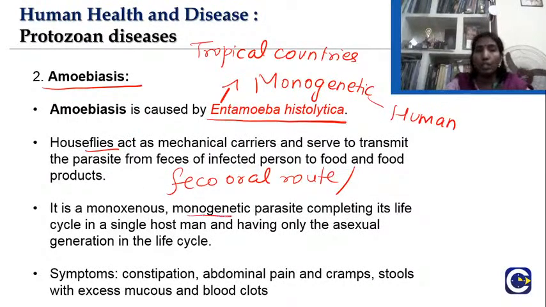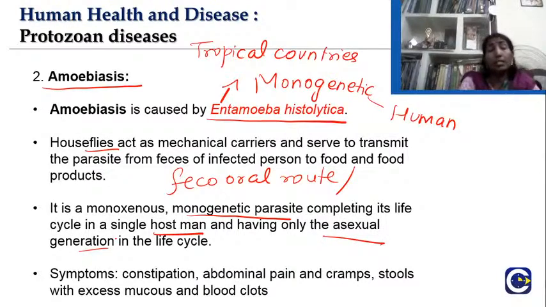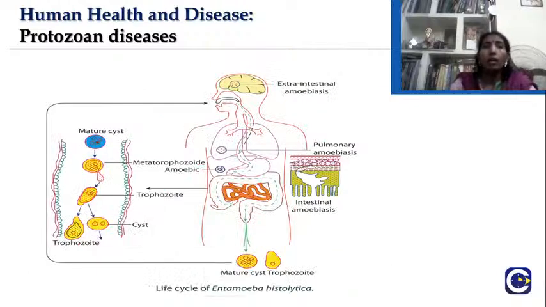Now, it is a monogenetic parasite, which has a single human host, and it's an asexual generation actually. So the person comes with complaints of very severe abdominal pain. They'll have cramps, and sometimes they'll have dysentery sort of issues, amoebic dysentery, chronic amebiasis. That is where they present with the clinical symptoms. So let us now look into the life cycle. Amebiasis is caused by Entamoeba histolytica, a monogenetic parasite which has only a single host, that too human only. So how is it spreading?